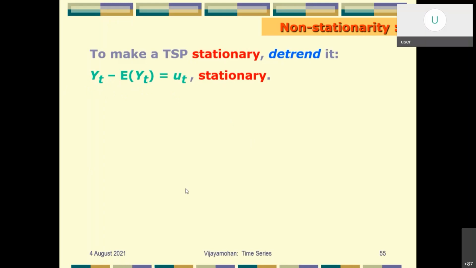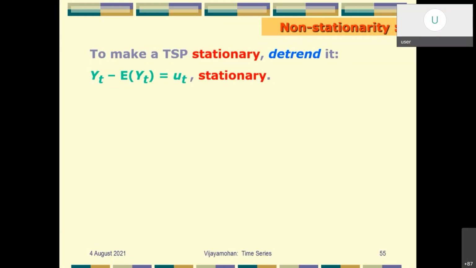So instead of doing this detrending directly like this, suppose we have two TSP variables, trend stationary process variables, that is YT and XT. Both are trend stationary processes. And we have a regression equation, YT as a function of XT. So we regress YT on XT. The problem is, both the variables are TSP, and there is a trend in both YT and XT. So the regression coefficients, the estimates, will not be free from that trend. That is, we will not get the true value of the effect of XT on YT.